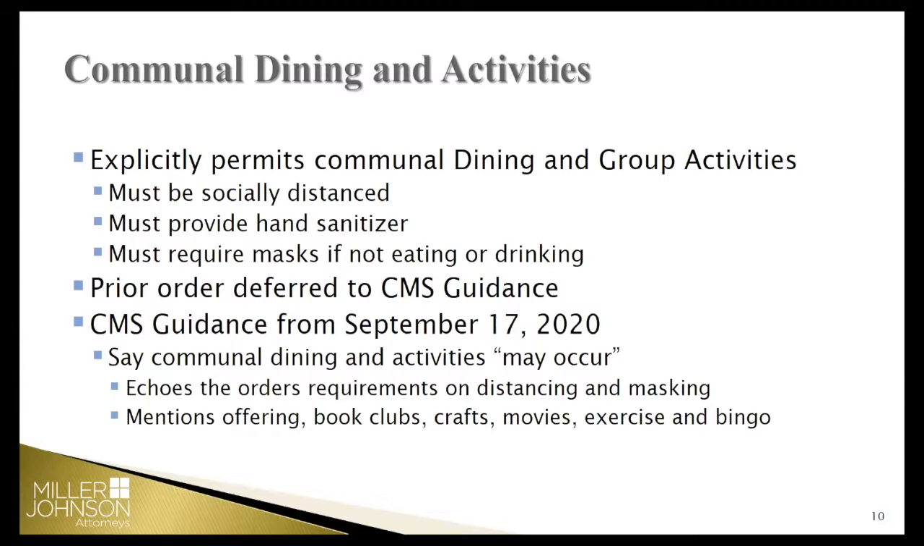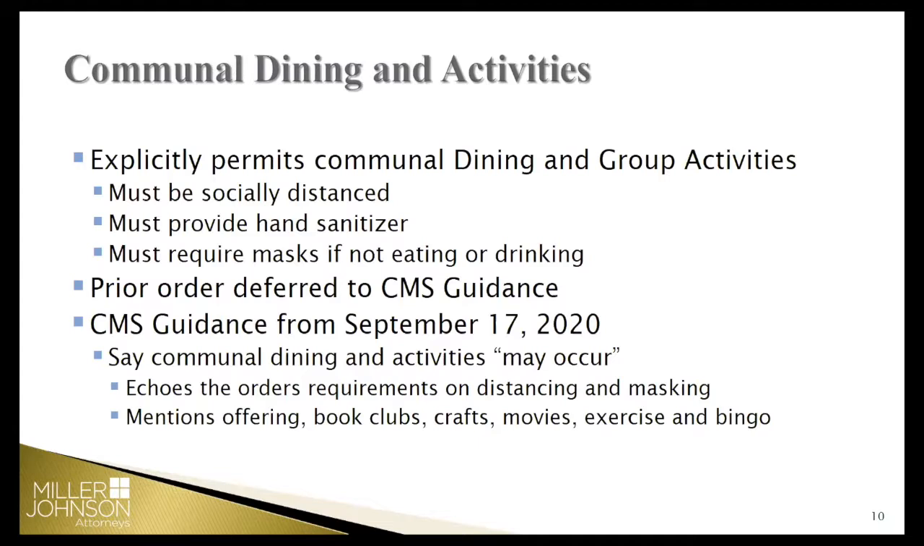Communal dining activities, that is explicitly now permitted within these residential care facilities. In the December 8th order, and I guess I probably should have said that at the beginning, this order replaced the prior December 8th order, which was rescinded.